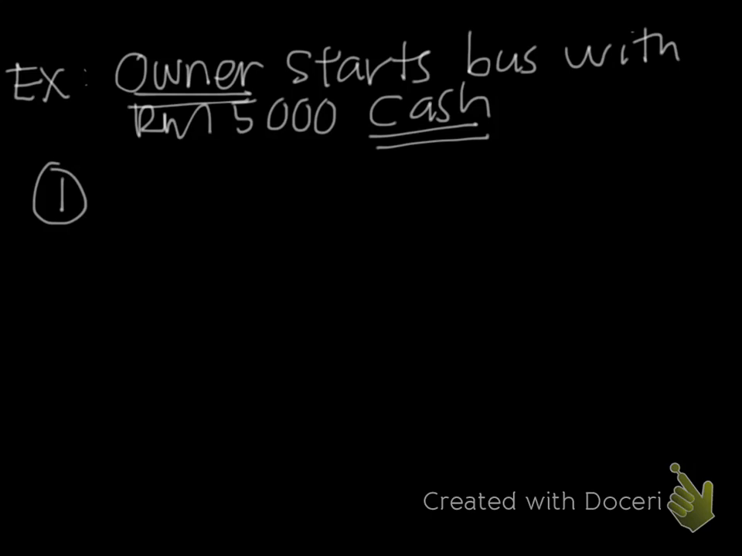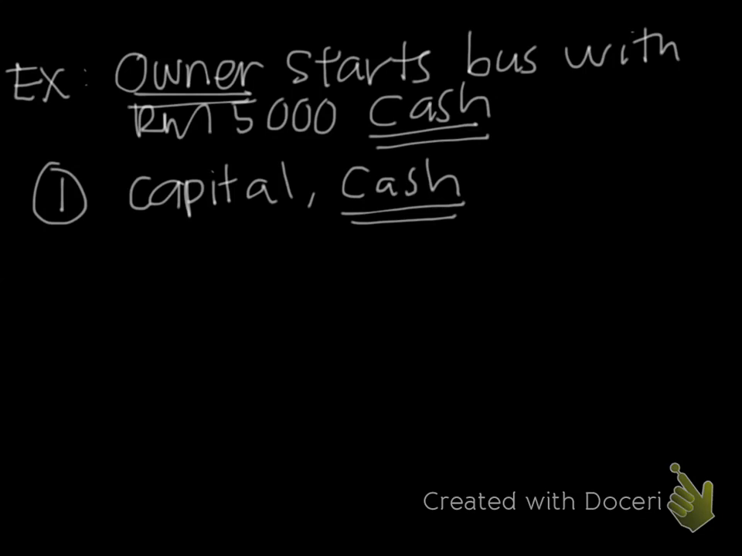So the first step, identify the 2 accounts affected from this transaction. As I explained before, when owner starts business with his or her personal belongings, one account affected is capital. Another account affected from this transaction is cash, which means when owner brings in his or her personal cash into the business, it increases the cash account for business, and it also incurred one more account, which is capital for business.